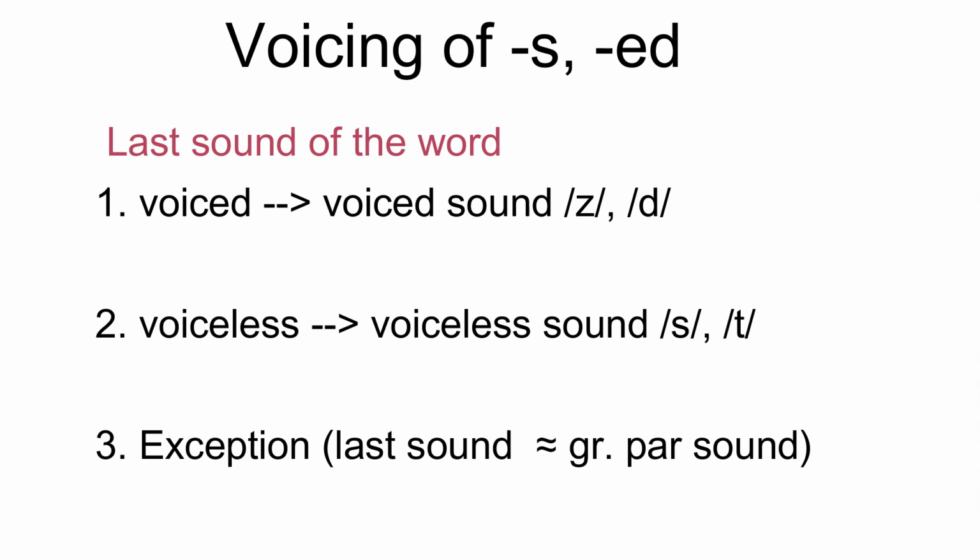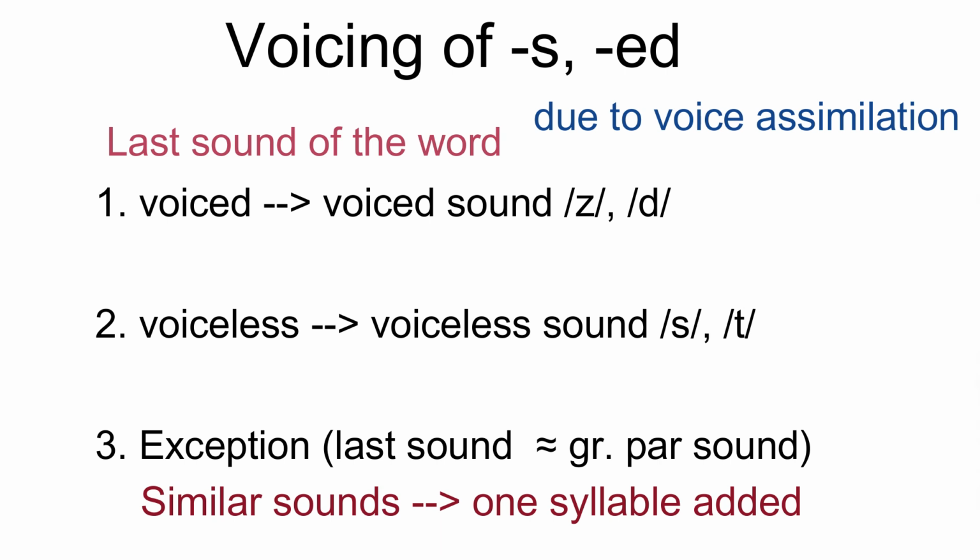When the last sound is voiced, the grammar particle is also voiced. And when the last sound is voiceless, the grammar particle is also voiceless. That is, the voice of grammar particles follows the basic principle of the assimilation of voice: consonants in a cluster should be either all voiced or all voiceless. An exception to this rule is that, when the last sound is similar to the grammar particle sound, one syllable is added to the word.